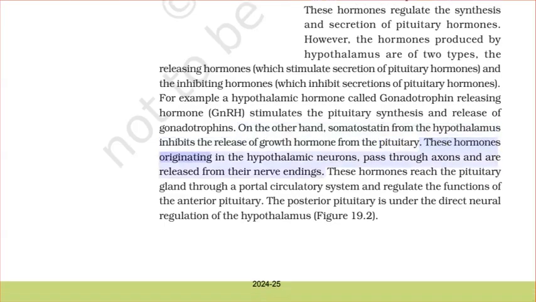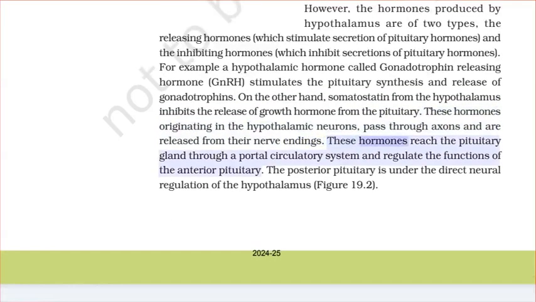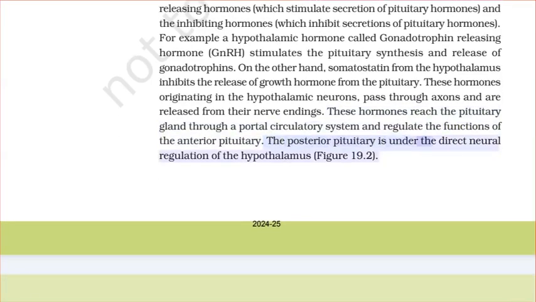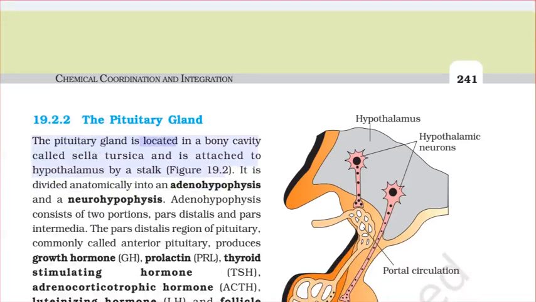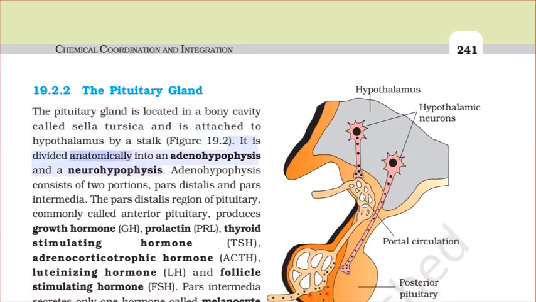These hormones, originating in the hypothalamic neurons, pass through axons and are released from their nerve endings. These hormones reach the pituitary gland through a portal circulatory system and regulate the functions of the anterior pituitary. The posterior pituitary is under the direct neural regulation of the hypothalamus. The pituitary gland. The pituitary gland is located in a bony cavity called sella turcica and is attached to hypothalamus by a stalk. It is divided anatomically into an adenohypophysis and a neurohypophysis.